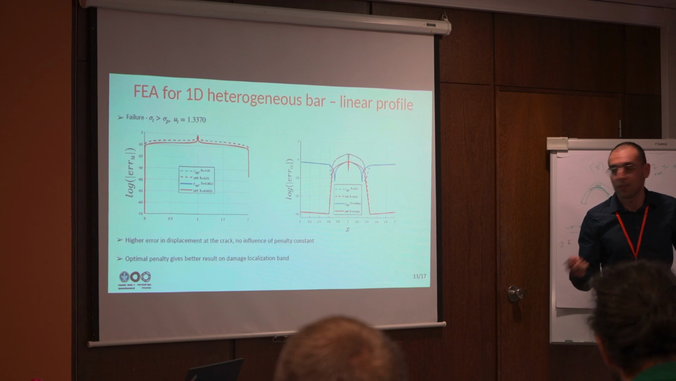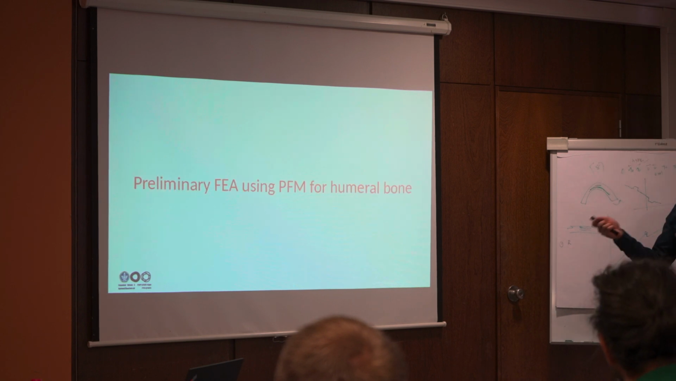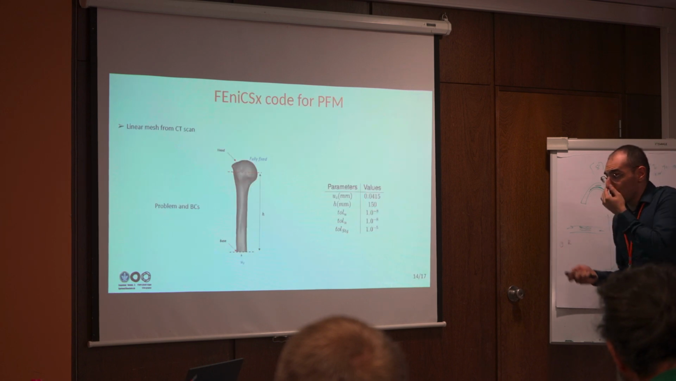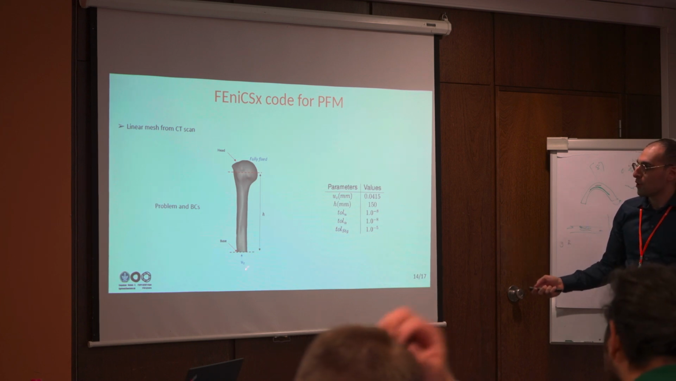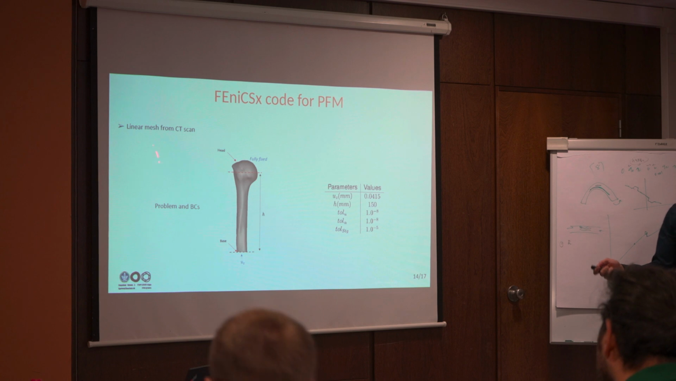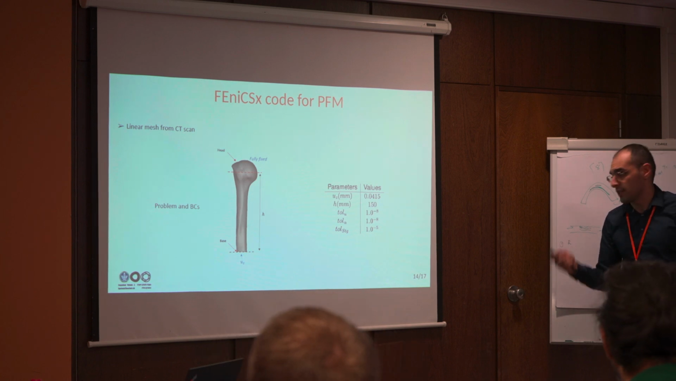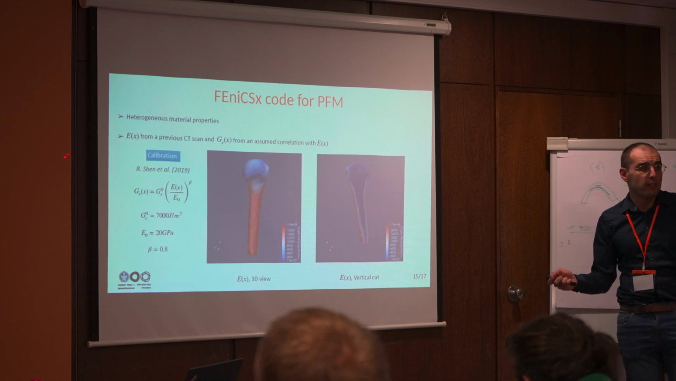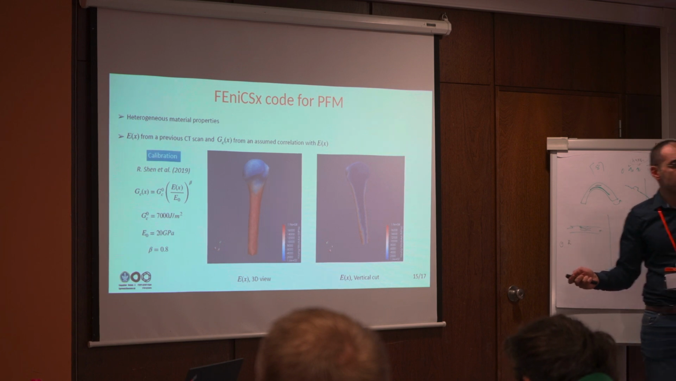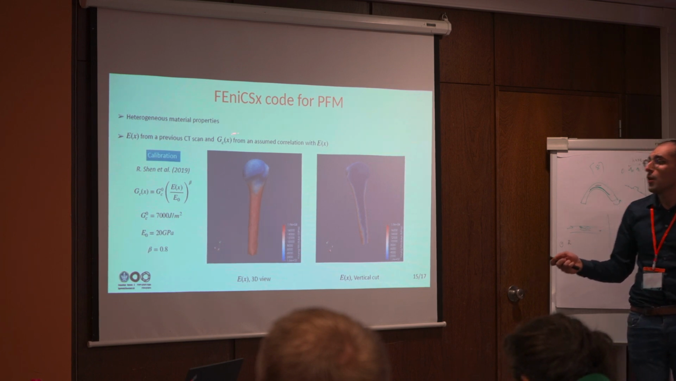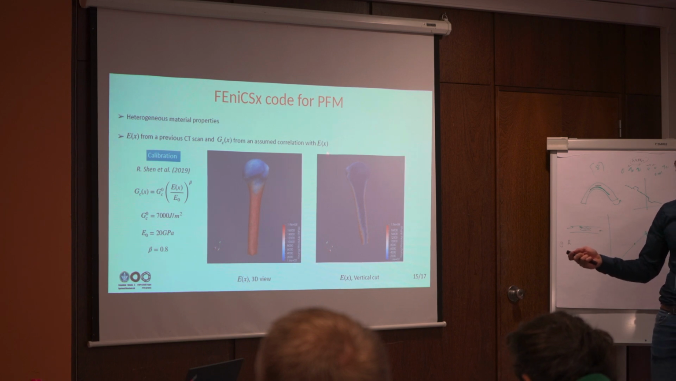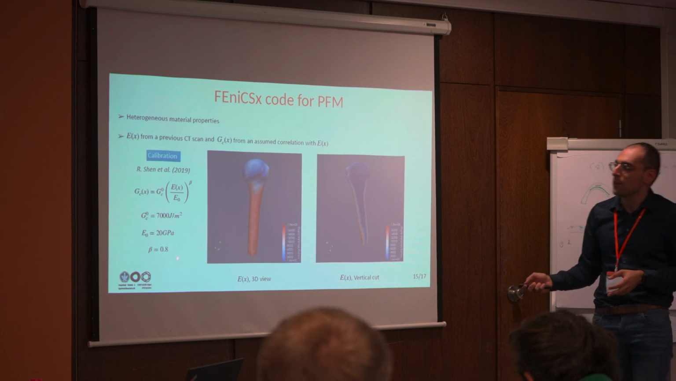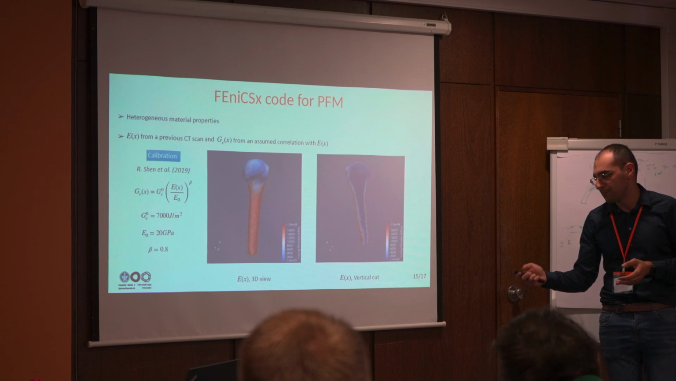results with experimental observations. And so that's why I want to talk about this preliminary phase field code for humeral bone. So if you remember well, I presented this problem at the beginning, which is the compression of a humeral bone. So we are using a linear mesh, but that has been built from CT scan. And for the heterogeneous material property, we are using a heterogeneous Young modulus E of x that has been extracted from CT scan data. And for the fracture toughness, we are using an assumed correlation with the Young modulus E of x. And this correlation, which is this one, is calibrated with these parameters with experimental results in this paper.